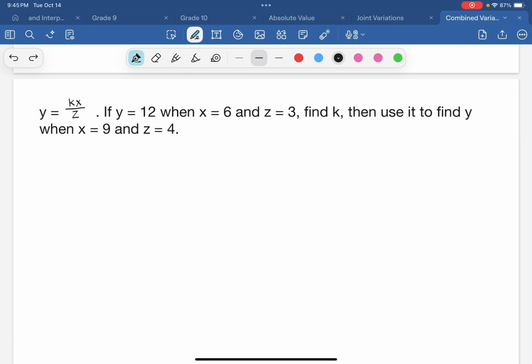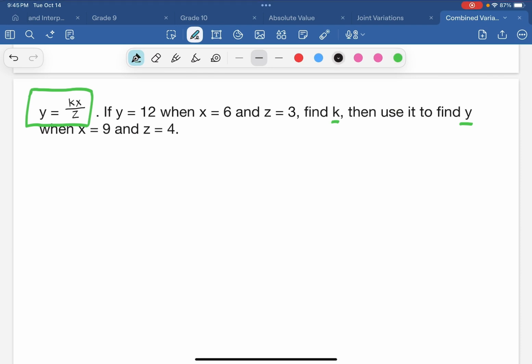Next, we have y varies directly as x and inversely as z. Now, if y is 12 when x is 6 and z is 3, find k, then use it to find y when x is equal to 9 and z is 4. So this time we have two problems to solve. First is to find k, next is to find y. Now here we are already given with the equation, so it's easy for us to substitute the values right away.